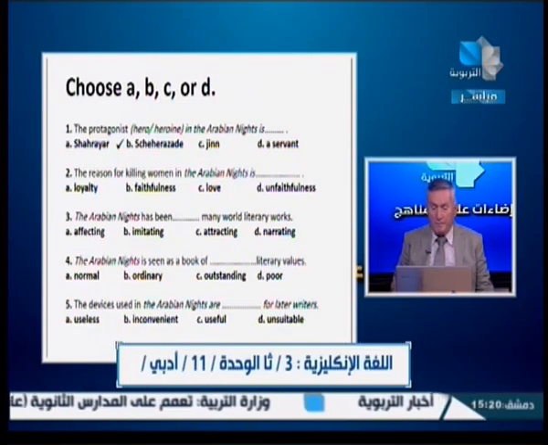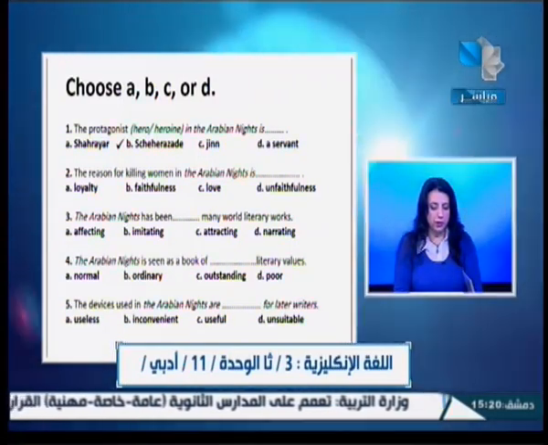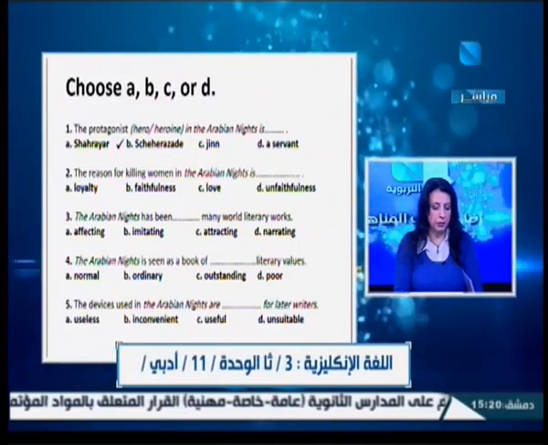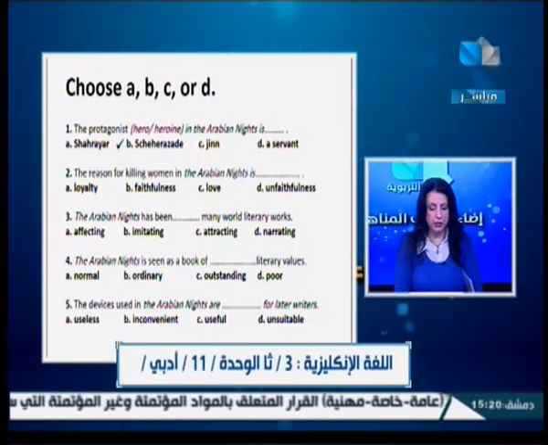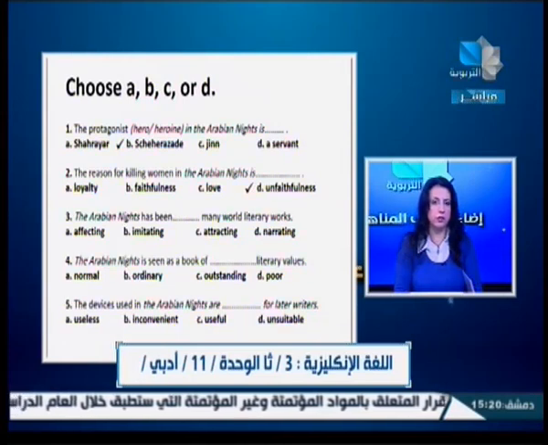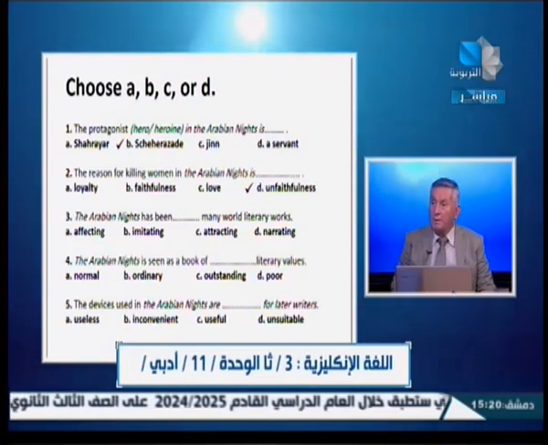Number 2, the reason for killing women in the Arabian Nights is: A, loyalty; B, faithfulness; C, love; or D, unfaithfulness. It's D, unfaithfulness. His first wife was unfaithful, of course.